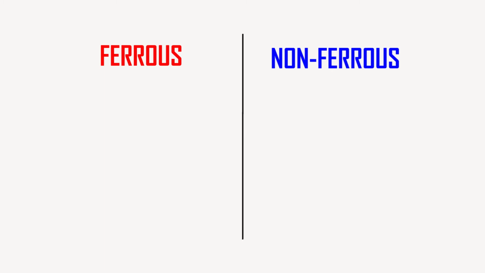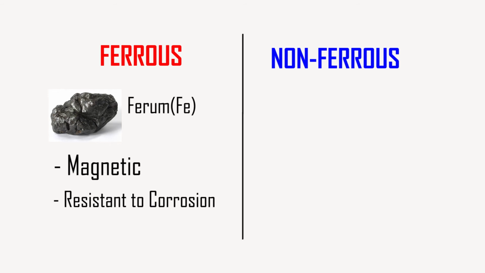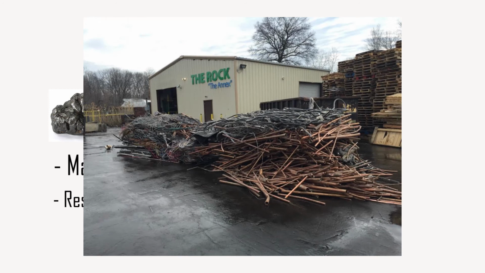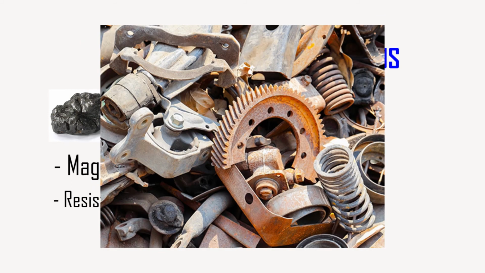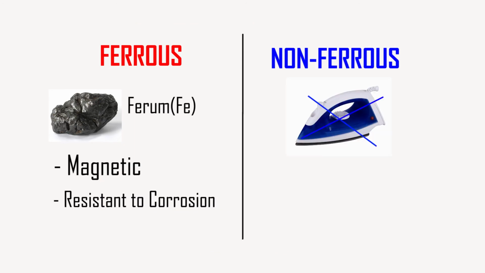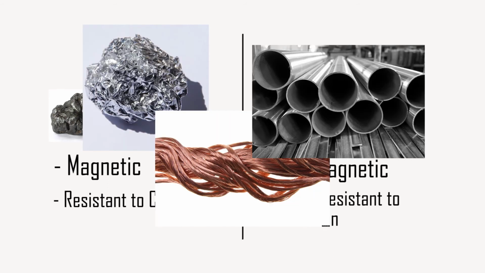Now to answer the question, what is the difference between ferrous and non-ferrous metals? Ferrous metals mostly contain iron, also known as ferrum. Ferrous metals are magnetic and give metal resistance to corrosion. These metals usually can be found from vehicle scrap metal, demolition site scrap metal, and also metal offcuts from manufacturing industries. Non-ferrous metals, on the other hand, do not contain iron and are not magnetic, and are also more resistant to corrosion than ferrous metals. For example, non-ferrous metals include aluminium, copper, stainless steel, lead, and zinc.